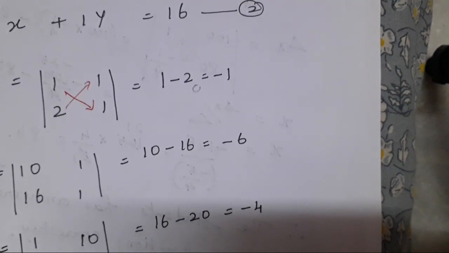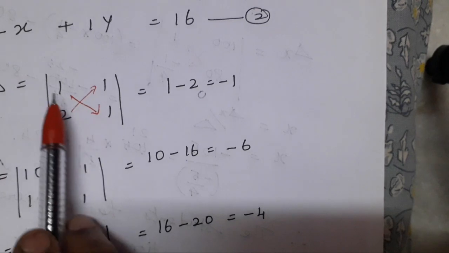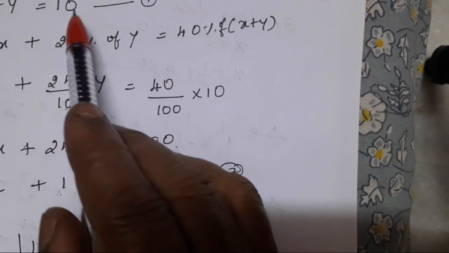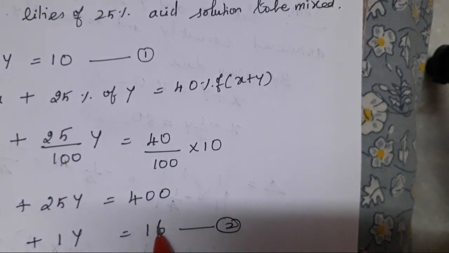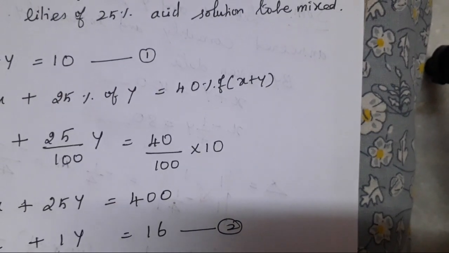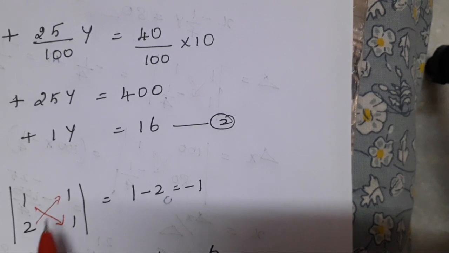Next we find delta x. For delta x, you replace the x values, 1 and 2. You substitute the constants. What is the constant? 10 and 16. Constant for the first and second equation is 10 and 16. So instead of the x value, you substitute 10 and 16. The y value is written as itself, 1, 1.